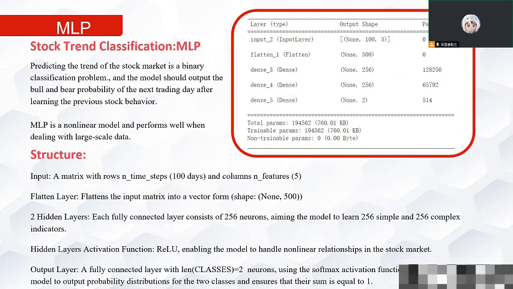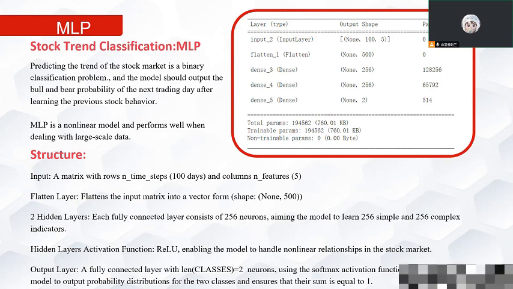Here is our model structure. First, we have an input matrix with a number of rows and columns, and then a flatten layer. It flattens the input matrix into a vector form. Here we come to the hidden layers. Each fully connected layer consists of 256 neurons, which aims to let the model learn 256 simple and complex indicators. For the activation function used in the hidden layers, we choose ReLU. It enables the model to handle nonlinear relationships in the stock market.